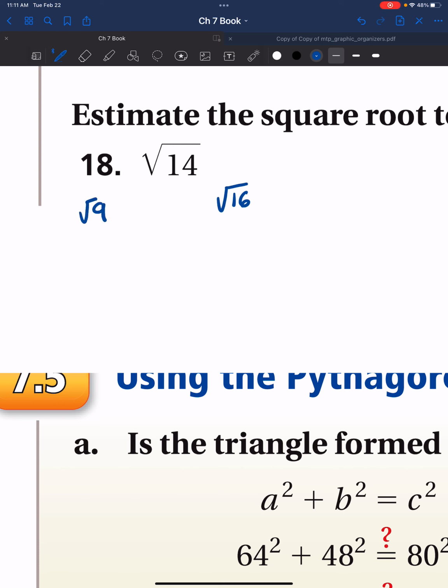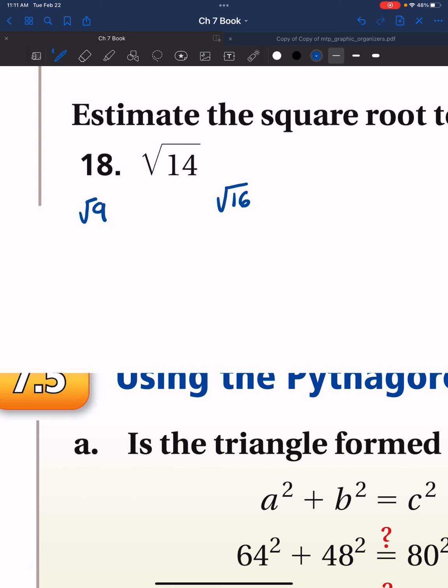So on your whiteboard, I would have the square root of 9 over here, the square root of 16 over here. Right now, we're trying to find out which one it's closer to, based on a whole number. It's closer to 16. Now, the square root of 16 is what? 4 times 4. So I would say the square root of 14 is approximately 4. That's part of your answer, the first part. It wants the whole number, the integer that it's closest to, and that would be the square root of 16.